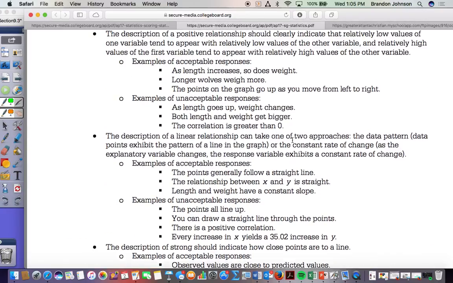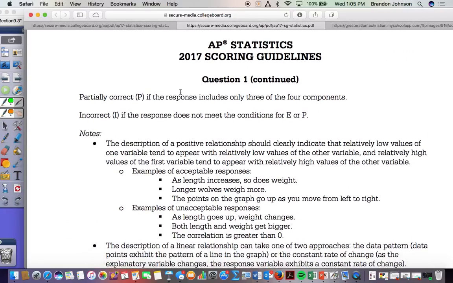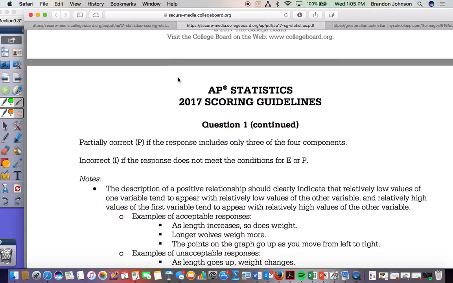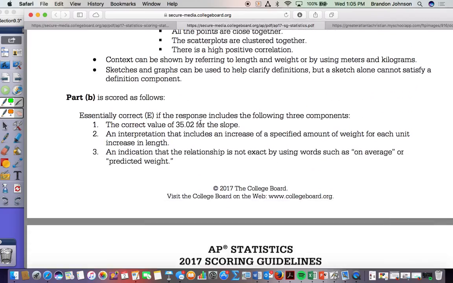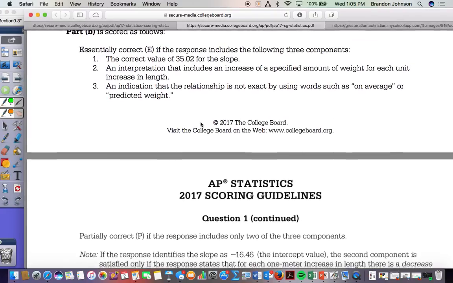Out of those 4 things, if you got 3 out of the 4, that's a P. If you got 4 out of 4, that's an E. And if you got anything less, 2 out of 4 or fewer, you would get an I on that. Okay. All right, number 2, or part B rather.